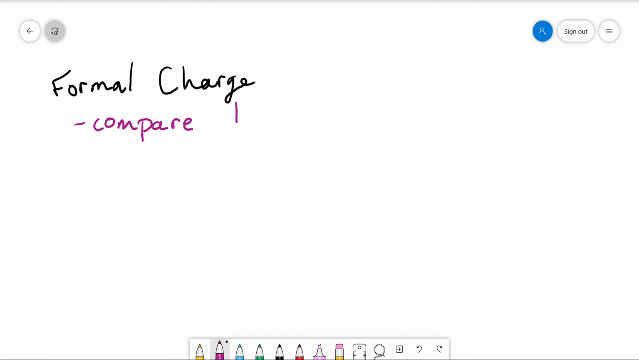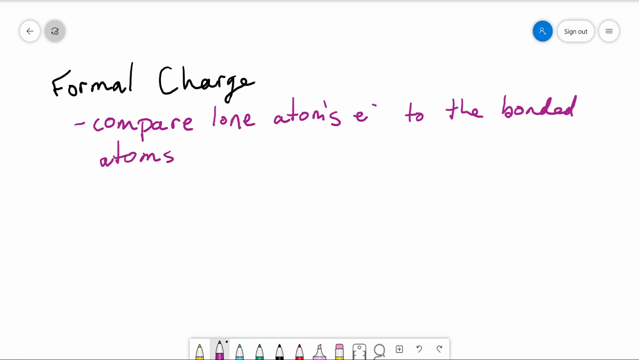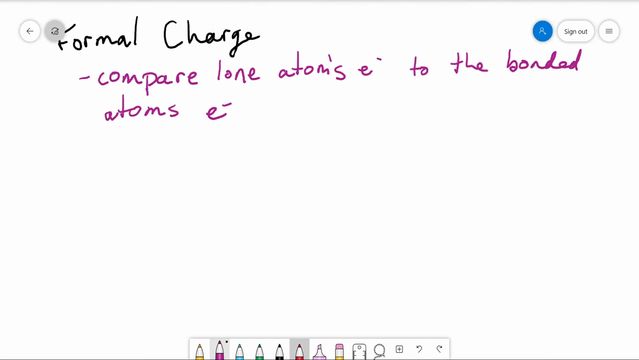a lone atom's electrons to the bonded atom's electrons. Okay, and if you don't really know what that means, that's okay. So let me give you the little equation that I never use.